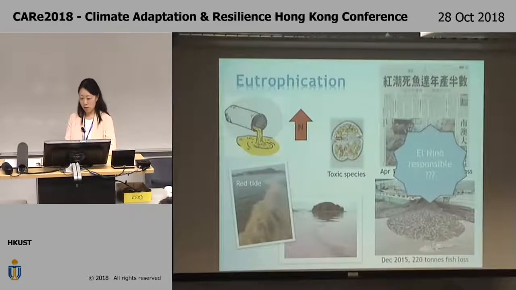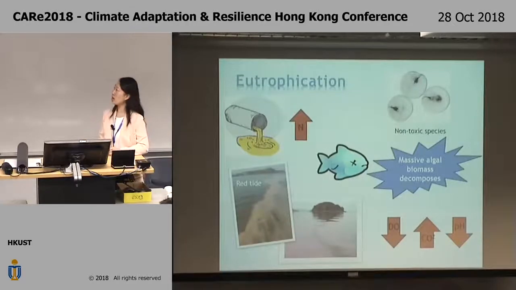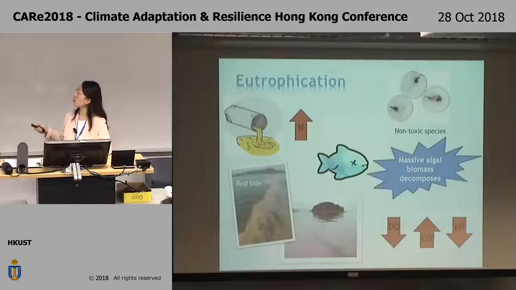Many people will think that it is due to El Nino, because both 1998 and 2015 were strong El Nino years. So is that really responsible? We are waiting for the answer from the scientific community. But still, if the red tide is not formed by toxic species but by non-toxic species, when the algal growth and biomass are decomposed by bacteria, the DO will decrease and carbon dioxide will increase, which leads to a decrease in pH. So all of these will affect fish.